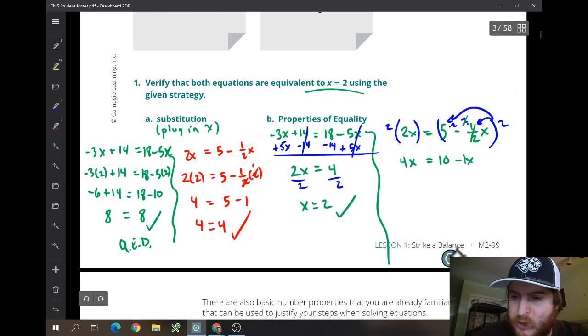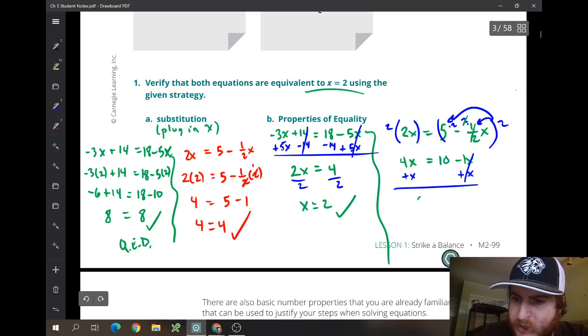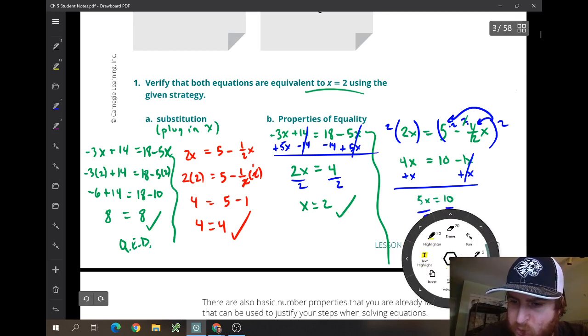So now I want to move my x's to one side. So 4 is bigger. So I'm going to do plus x and plus x. And that gives us 5x equals 10. And so now we'll divide both sides by 5, and we end up with x equals 2.